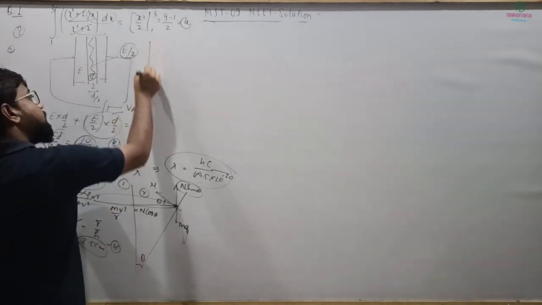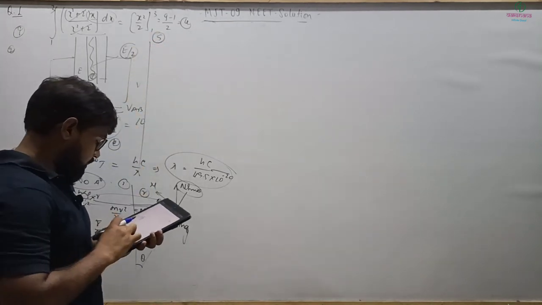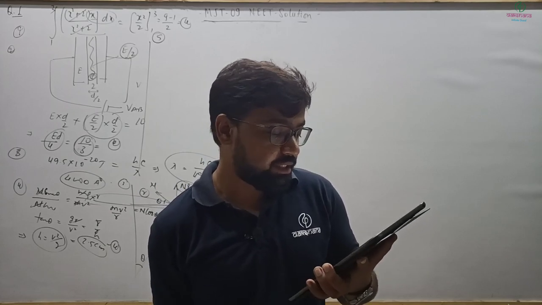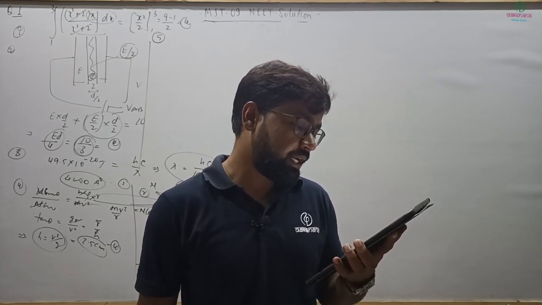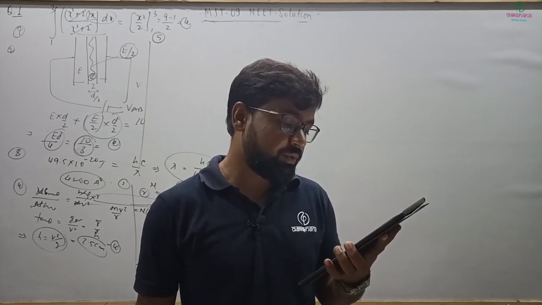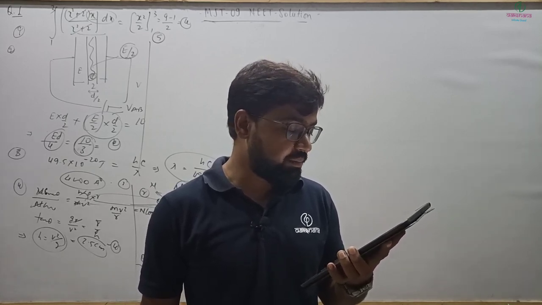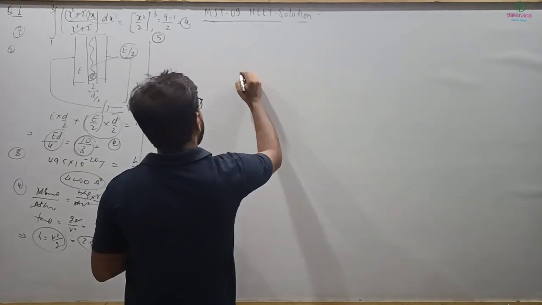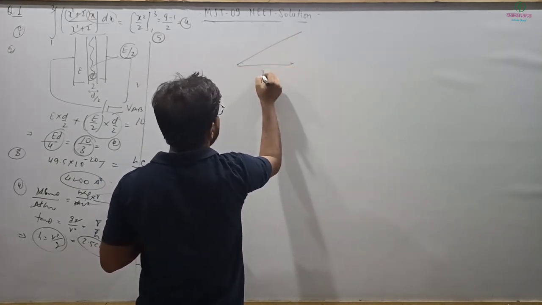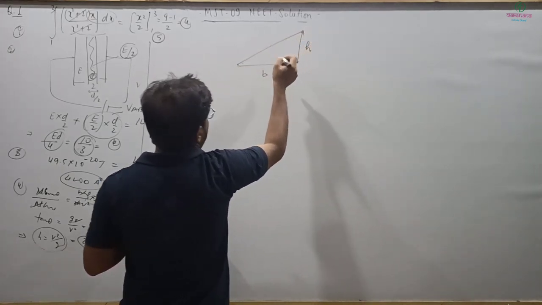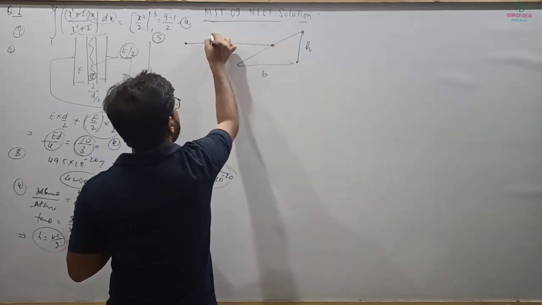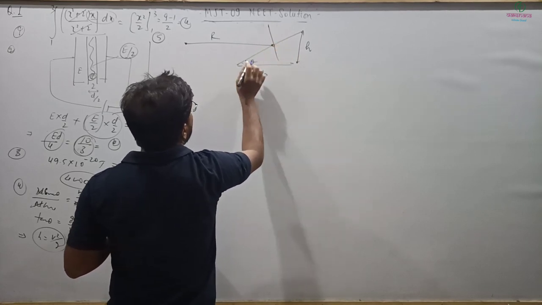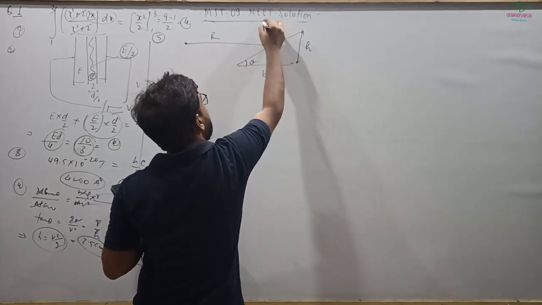Next question number 5. A vehicle is moving with a velocity v on a curved road of width b and radius of curvature capital R. In counteracting the centrifugal force on the vehicle, the difference in elevation required between the outer and inner edges of the road is. This is the road width b. This is the difference in elevation h. Let's say this is the vehicle moving with radius R. This is theta. This will also be theta, normal direction.